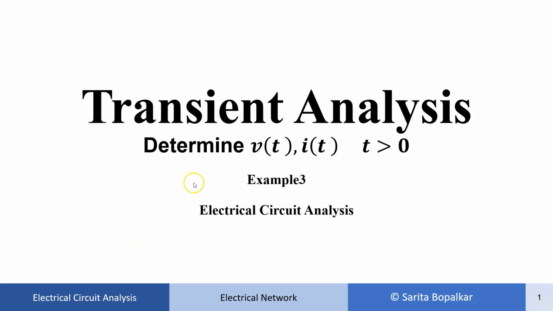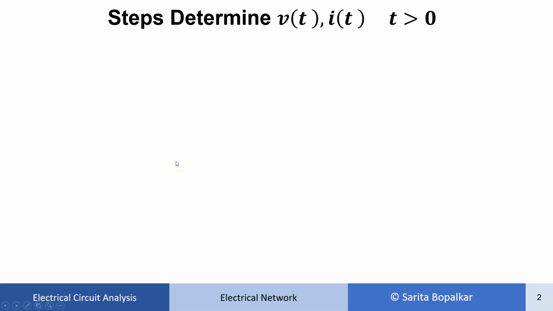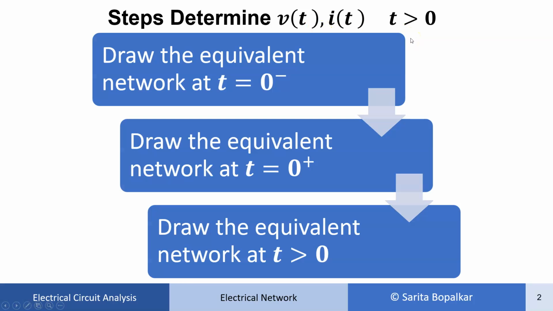Hello, in this video we are solving an example to determine v of t or i of t for t greater than 0 in a transient analysis. First we'll see what are the steps to determine v of t or i of t for t greater than 0. Steps are the same for all transient analysis type of examples.